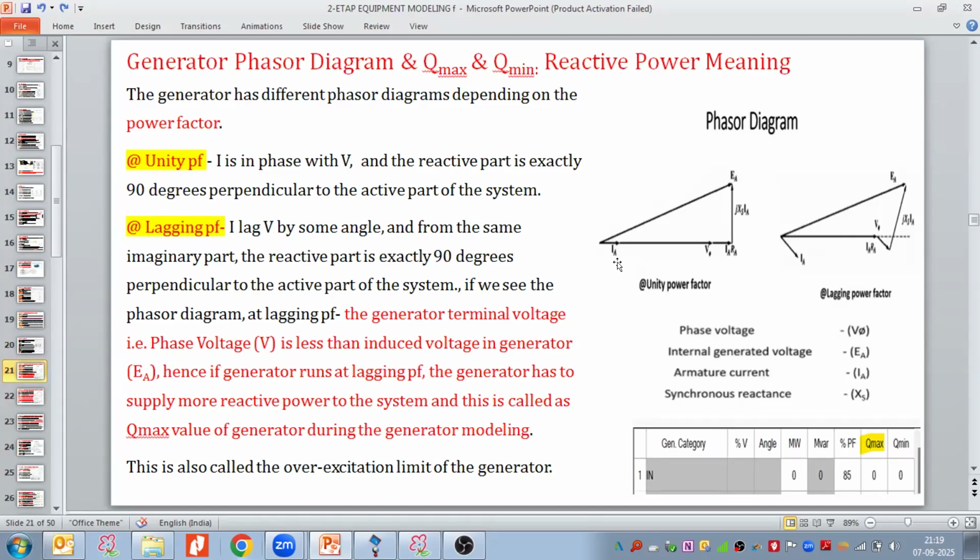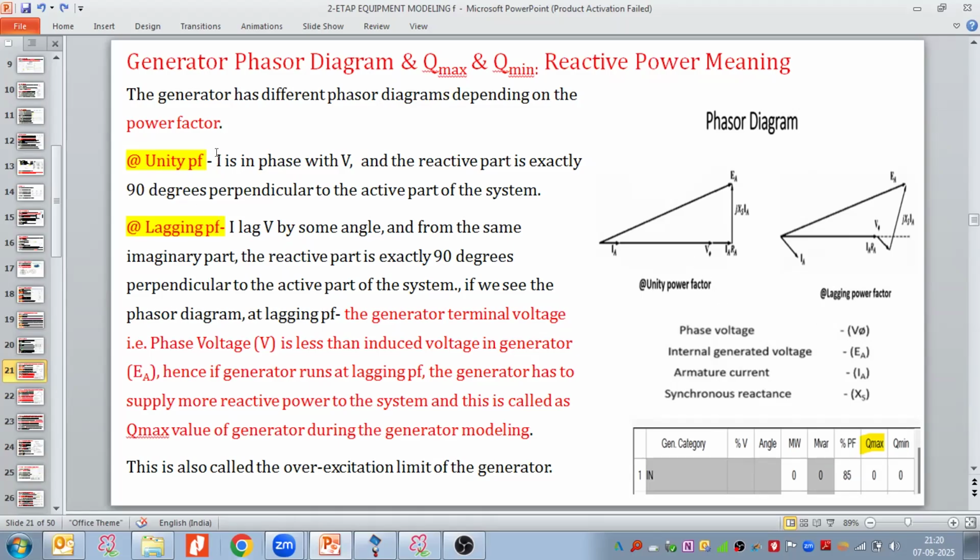In the phasor diagram, as you know, we have unity power factor, lagging power factor, and leading power factor. Here I have taken the phasor diagram, where we have the phase voltage and then we have the current, and this is my IA RA, my real power. The generator has a different phasor diagram depending on the power factor. In case of unity power factor, current is in phase with voltage. As you can see, current and voltage are both in the same phase. IA is my armature current, and VA is my phase voltage.